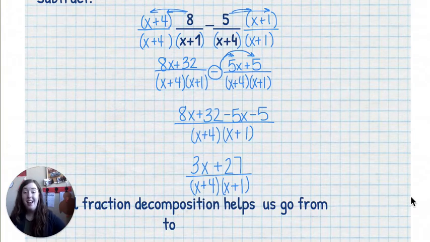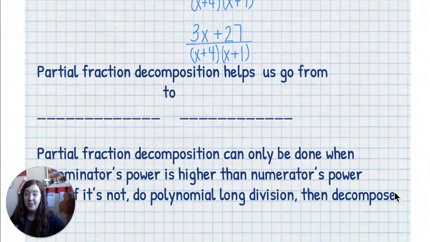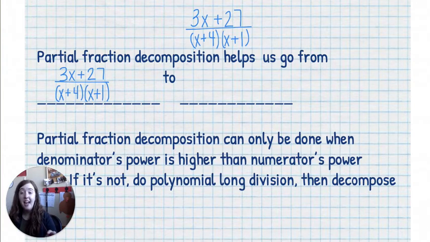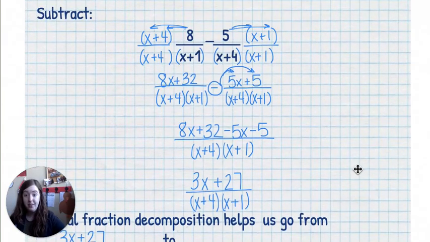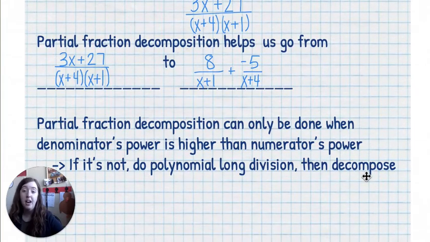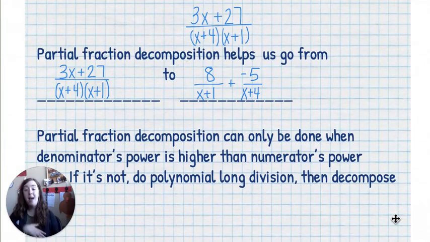Now, why the heck did we do that? Well, here's what I wanted to tell you. Partial fractions are going to take that 3x plus 27 over x plus 4 times x plus 1, and help us get back to 8 over x plus 1 plus negative 5 over x plus 4. So partial fraction decomposition helps us go backwards.